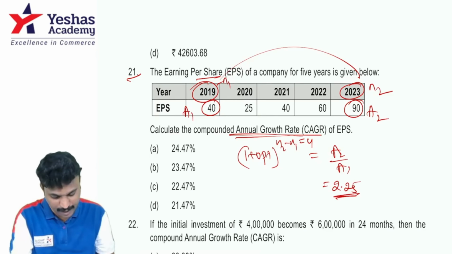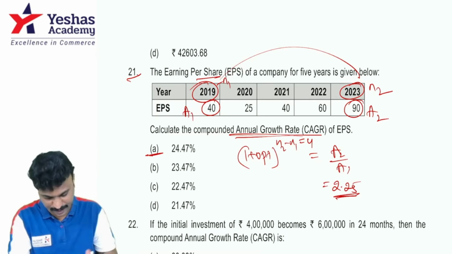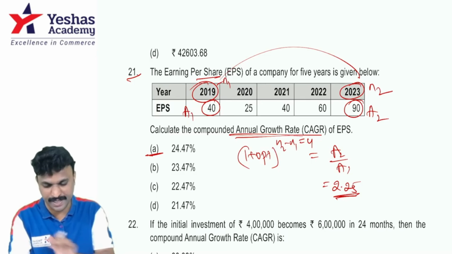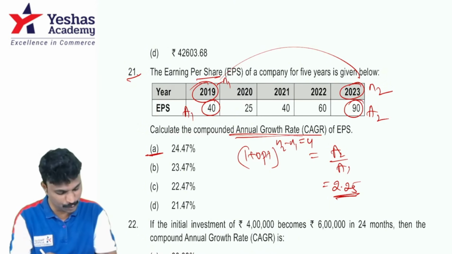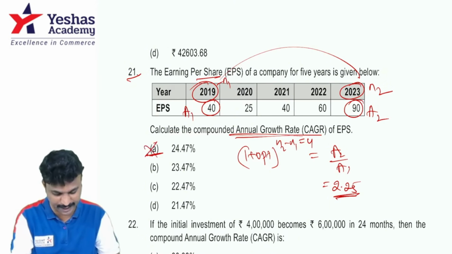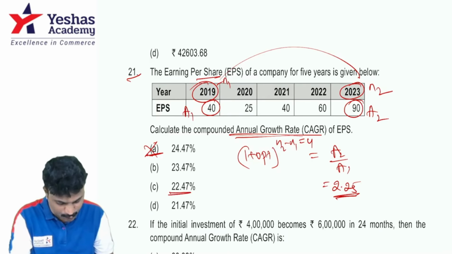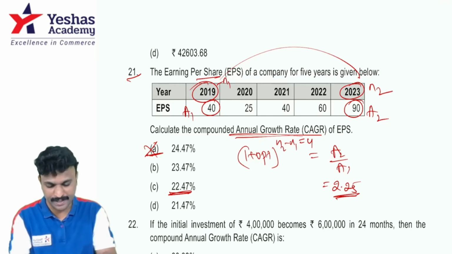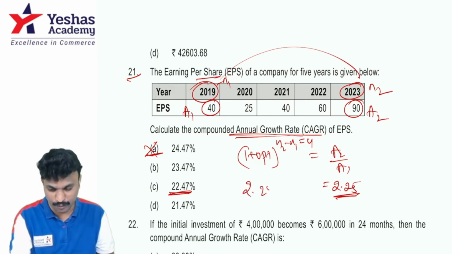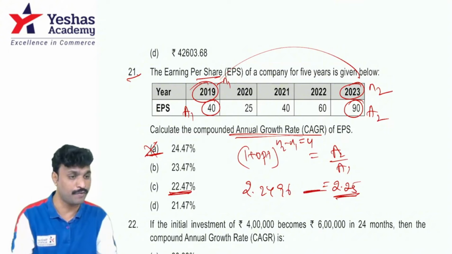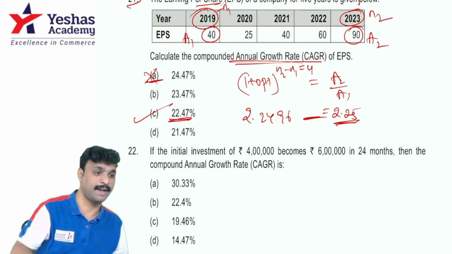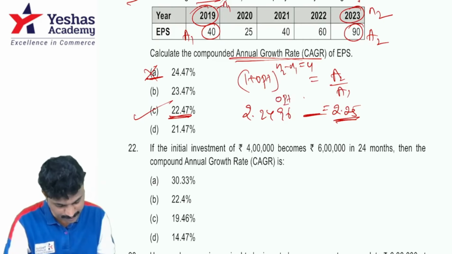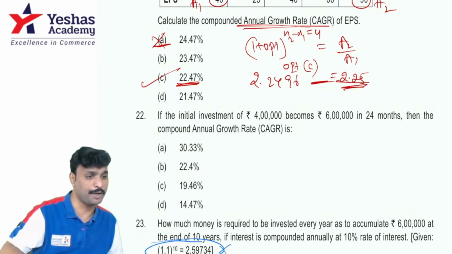Which option gives you that? So look at first option now. 1 plus 24.47%, press a percentage, press into equal to 3 times, 1, 2, 3. Are you getting 2.25? No, 2.4 you are getting, so definitely not the right answer. So let me just hit 22.47%, 1 plus 22.47%, press into equal to 3 times, 1, 2, 3. That is fetching me 2.2496, which is closer to 2.25. That means option C is the right answer. Option C is giving us a very, very closer value to 2.25.